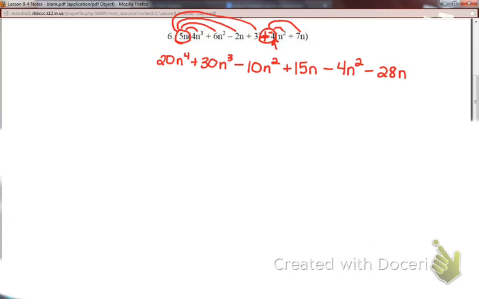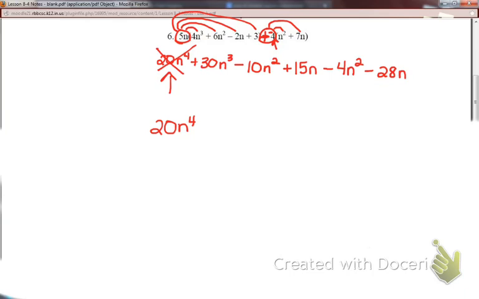Okay, so now that I've distributed, now I want to look at this and see if I can combine any like terms. Let's start with the highest exponent, which is that first term, 20n to the 4th. Are there any other n to the 4ths? No. So that will just get rewritten. Nothing to combine with that. Sometimes I like to cross them out as I do this when I have such a long problem. So that tells me I did nothing with that because there was nothing to combine with it, but I'm done. I don't have to look at it.